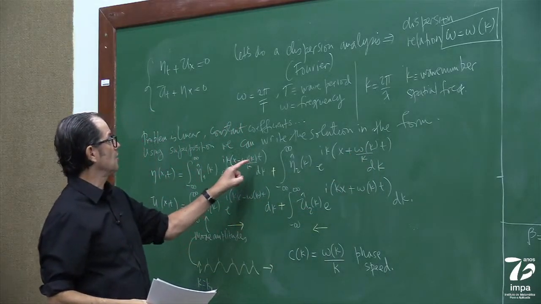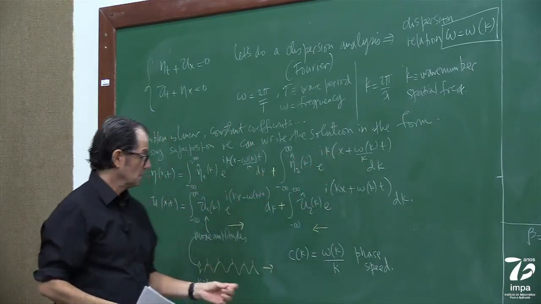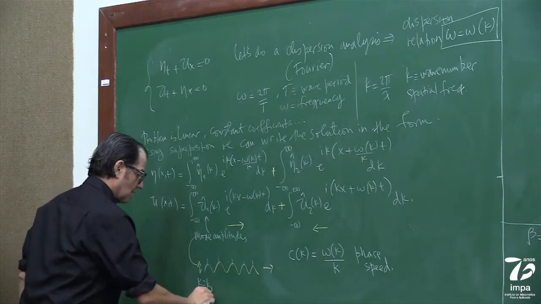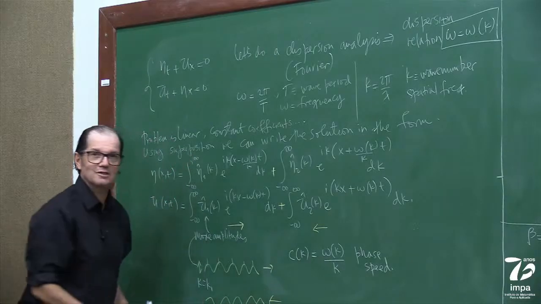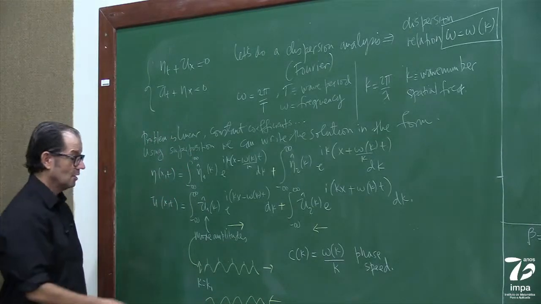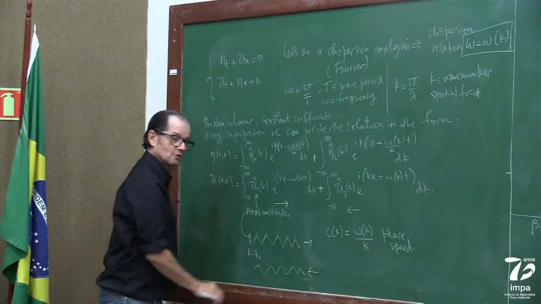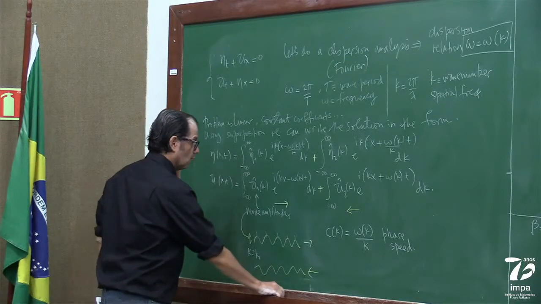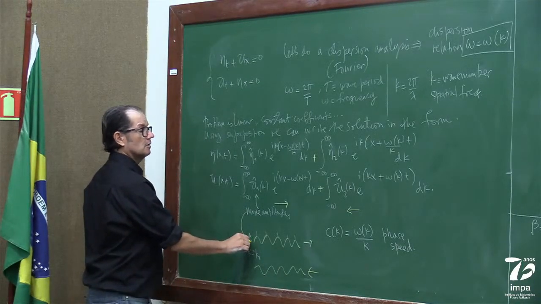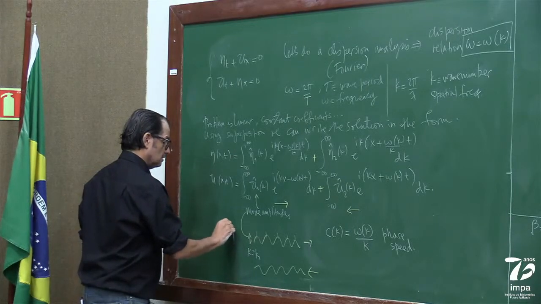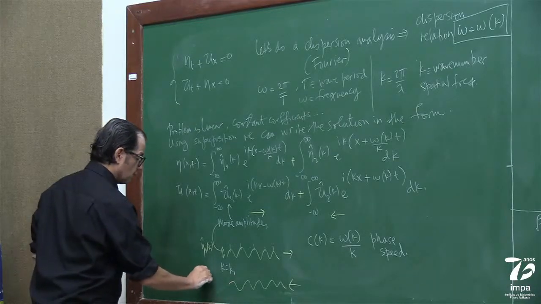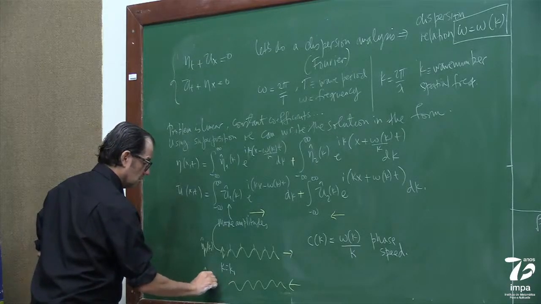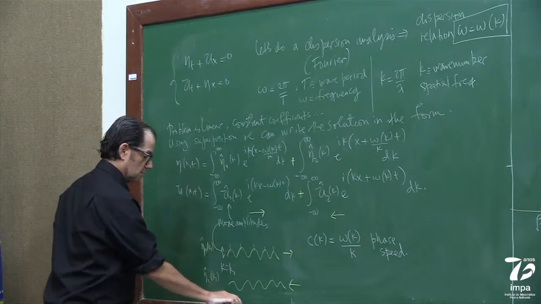If I put here k1, k1, k1, k1, there are two similar guys. My drawing's not perfect, but just think of two similar guys, one going to the right and one going to the left. Where the amplitude of this guy here is eta 1 of k1, and this amplitude could be different. It's eta 2 of k1.